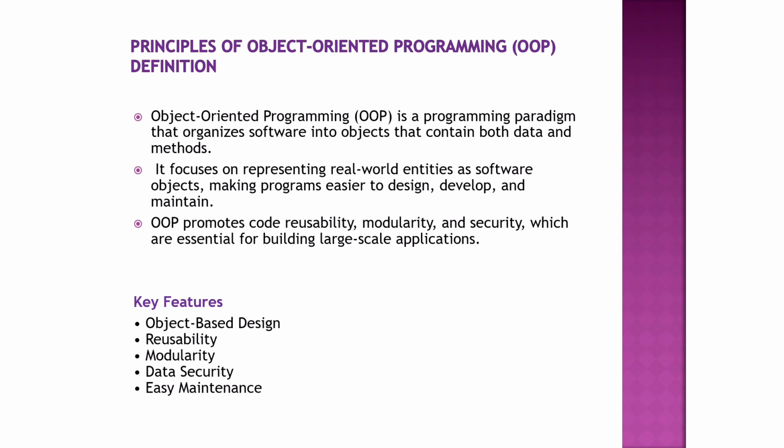Data security. Sensitive information is protected. Example, in Google Pay, can you directly change your account balance? No. Only the banking system can modify it. So this protection is achieved using OOPS. Easy maintenance. Suppose Instagram wants to introduce a new feature, developers only modify one module. They don't rewrite the entire software. So that's why OOPS is easier to maintain.